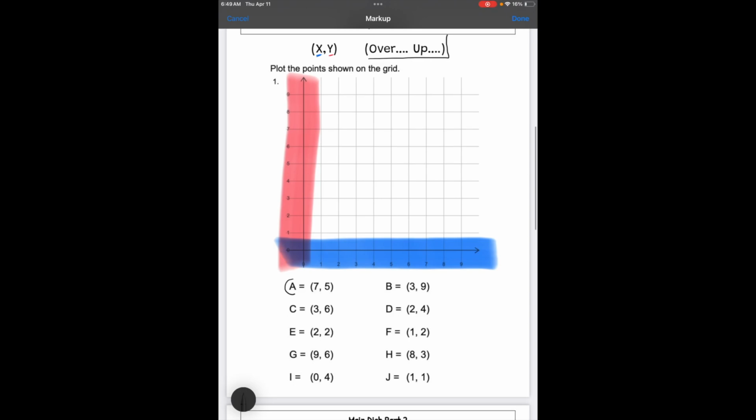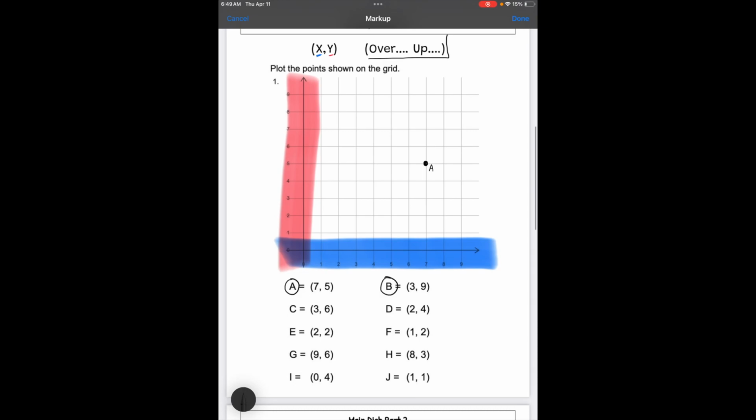So let's look at point A. Point A, the ordered pair is 7, 5. So we're going to go over to the 7 and then up 5. And that is where our point A is going to land. This one I'm going to draw out my pathway since you can't see my hand right now.